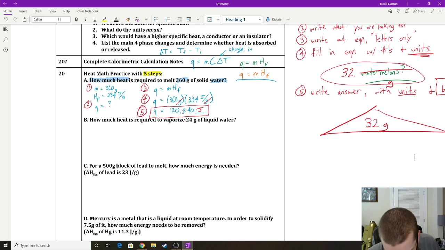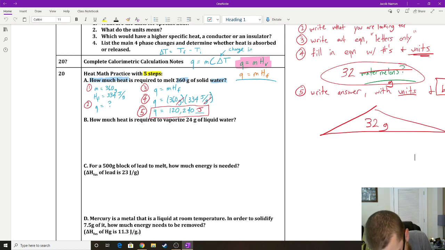B, how much heat is required to vaporize 24 grams of liquid water? Well, I wonder what I'm going to do here. It sounds very similar to the last problem. The only difference between this one and the last one is instead of heat of fusion, now I'm dealing with heat of vaporization. So more than likely, this is the equation that I'm going to use. Q equals mHV.